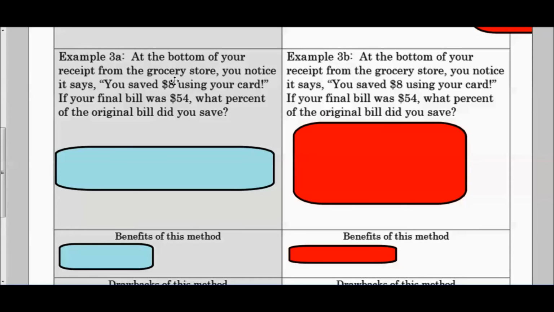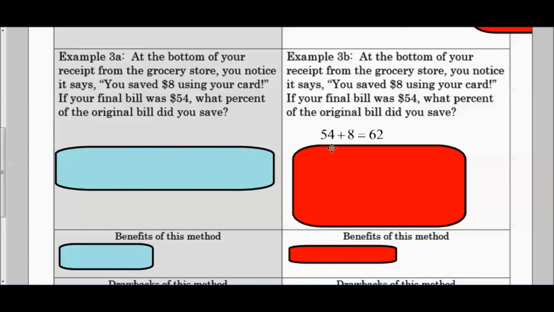We are going to add these two back together. This was saved, so we need to figure out what it was originally. I'm going to show that over here. That's just adding those two. That gives us $62. That was the original bill. This is our final bill because we saved $8. We took $8 away from the original.